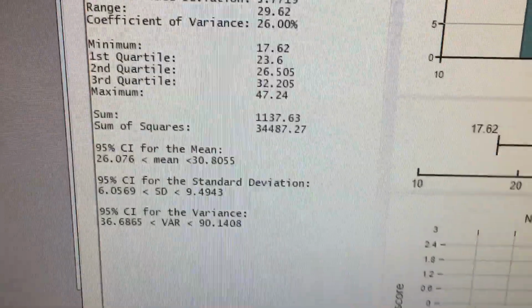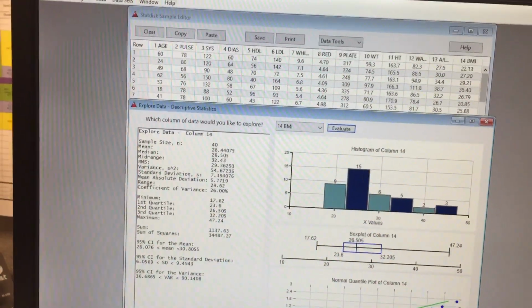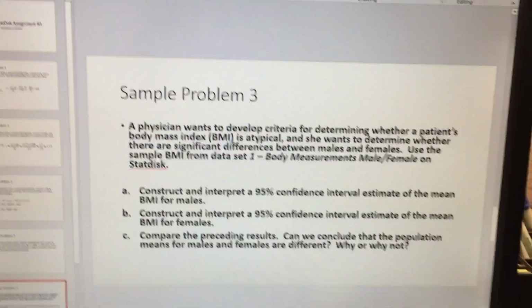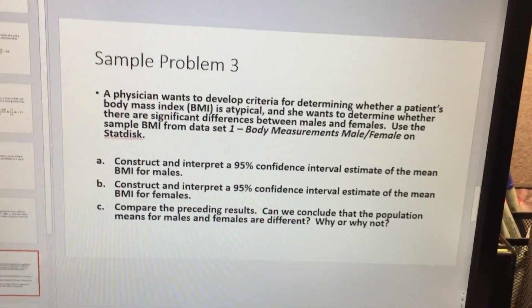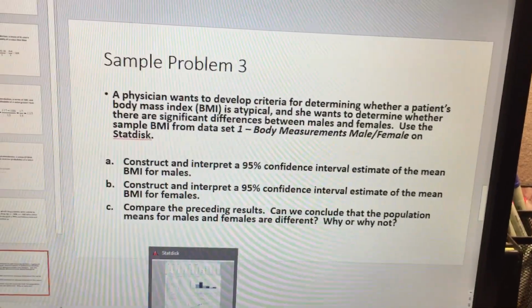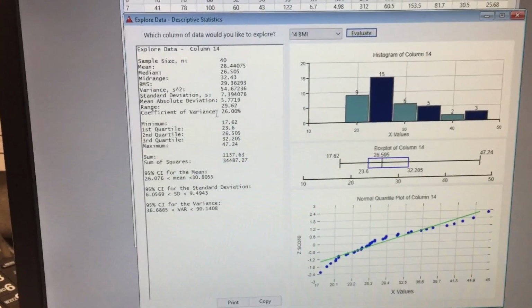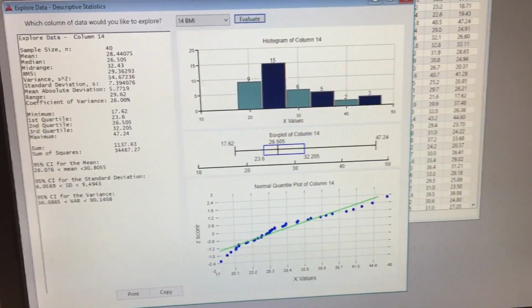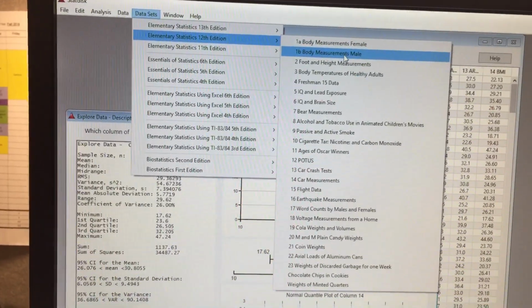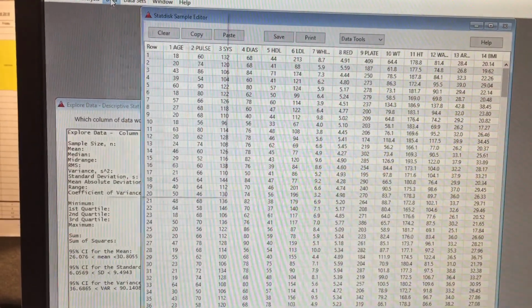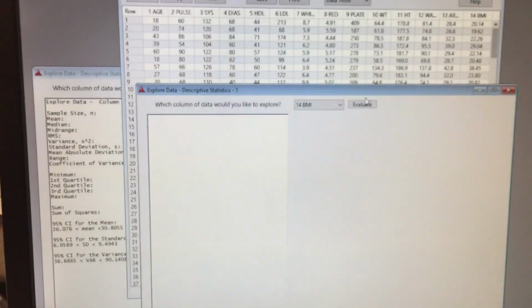Okay, now in part C, they want you to compare the preceding results. Can we conclude that the population means for males and females are different? Why or why not? So the ones I have here are for the females. Now I'm going to go back and do the ones for males. Go to Data, select BMI, and then Evaluate.